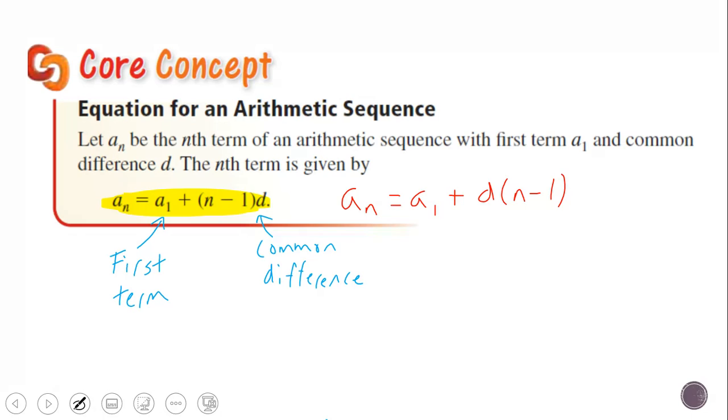Now, eventually, you might be asked to plug something in for n. n would represent the term number. And again, it doesn't matter if you put the d out in the back, like seen here, or the d in the front.